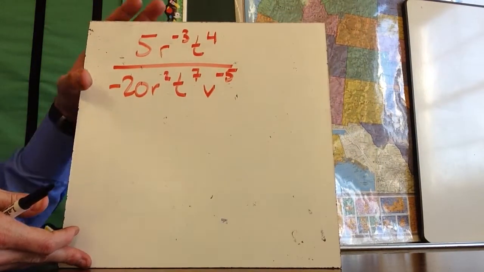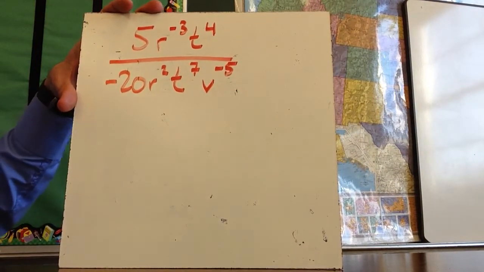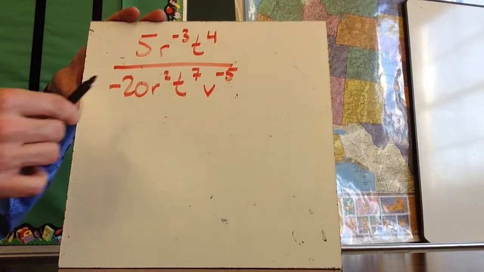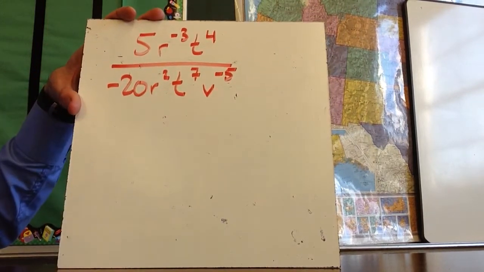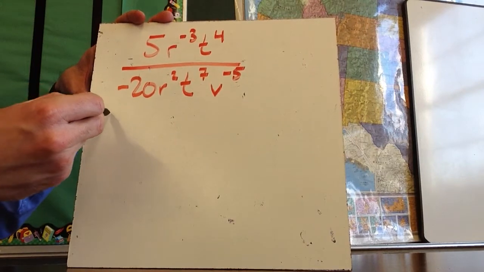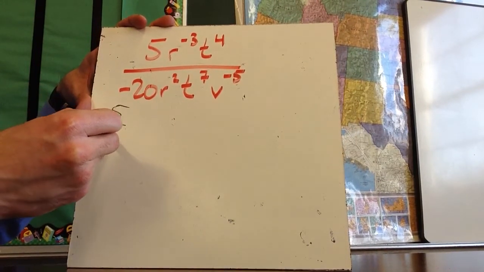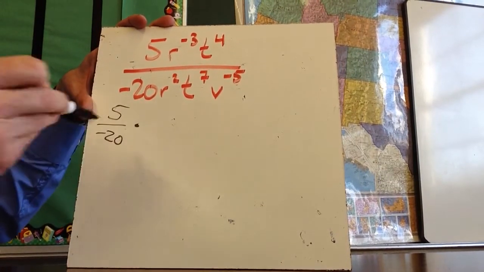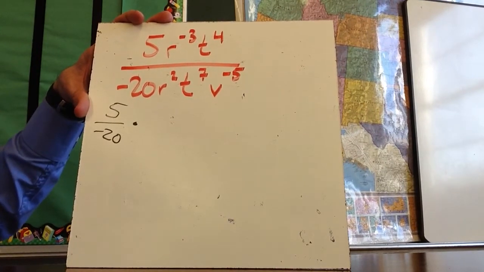Let's take a look at a problem like this. So remember, this is a division problem. So a lot of people think of this as subtraction. They start subtracting these two numbers. We're not. We're dividing them. And so one way that people will rewrite this, and you don't necessarily have to rewrite it like this, but they'll separate the terms. So those are the numbers, 5 and negative 20.